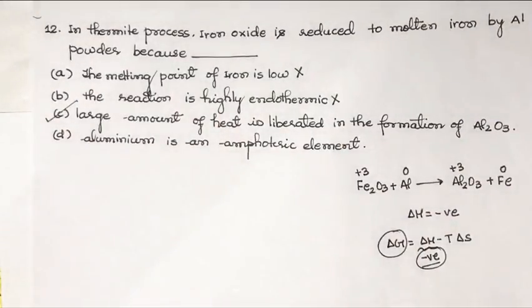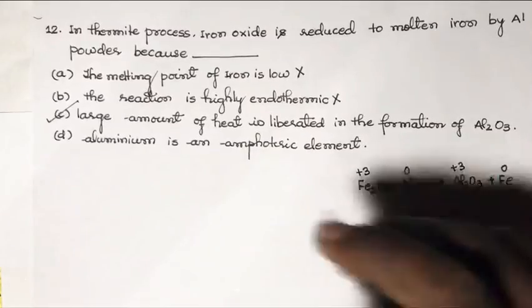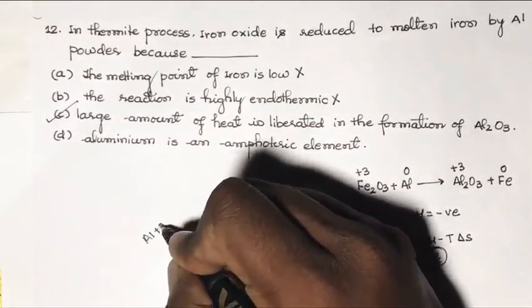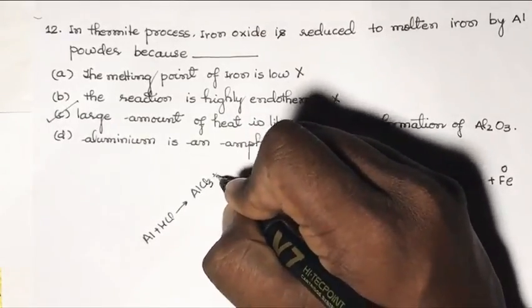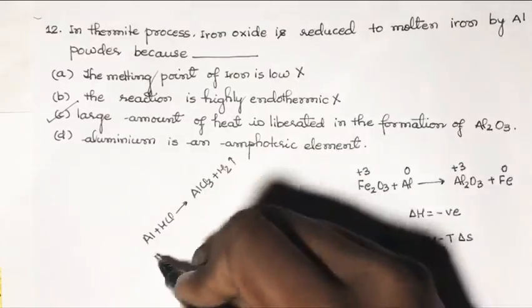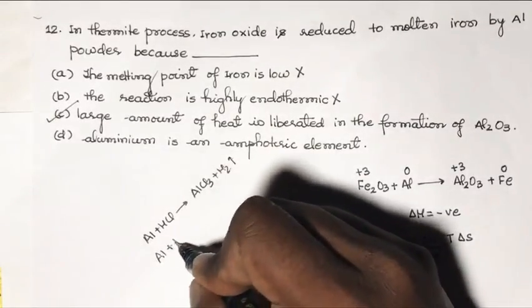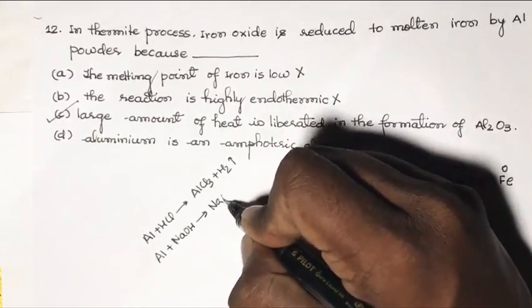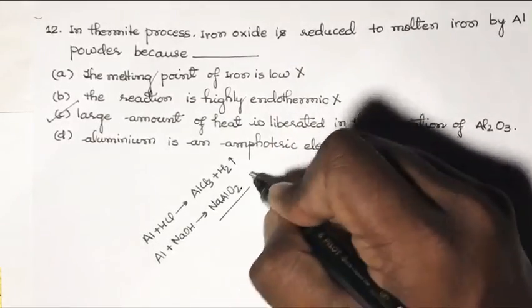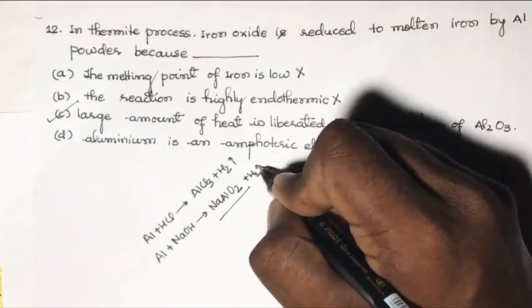Aluminum is an amphoteric element. Absolutely correct. An amphoteric element is that element which reacts with acid as well as base. So for example, when you react aluminum with HCl, then it will form AlCl3 plus H2 gas. This is also correct. If you react aluminum with sodium hydroxide, then sodium metaaluminate NaAlO2 will be formed with the evolution of hydrogen gas.